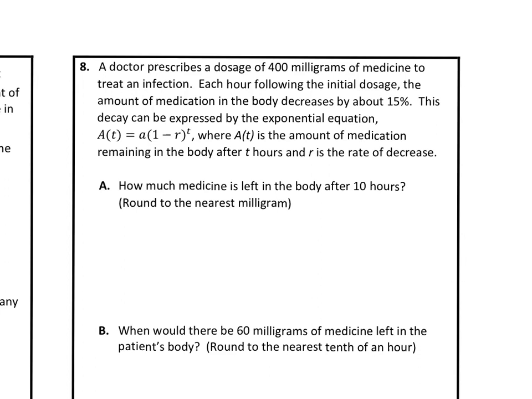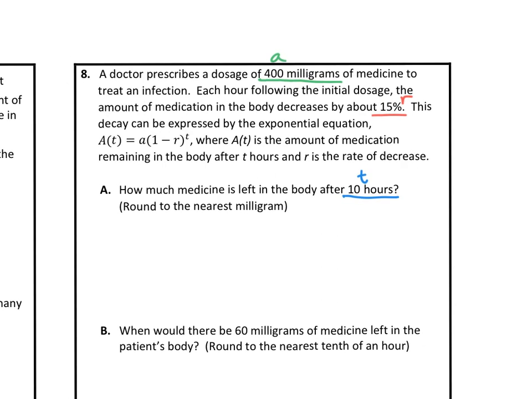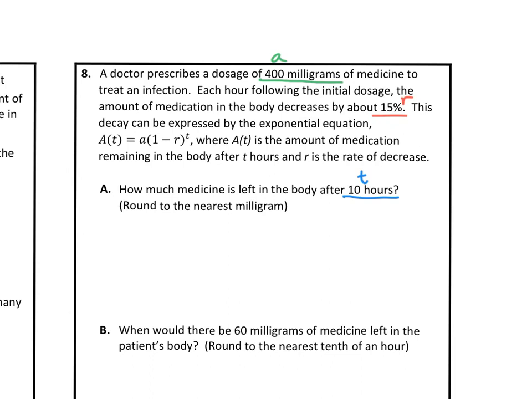So let's identify some things, right? 10 represents t, the number of hours. 15% is r, the rate of decrease. And 400 milligrams, this is a. That's the initial amount. Okay, so let's plug in everything that we know.